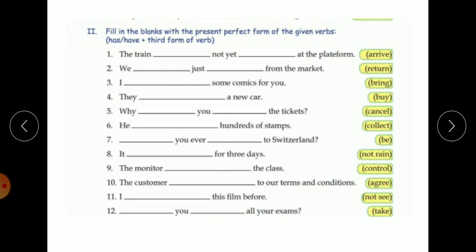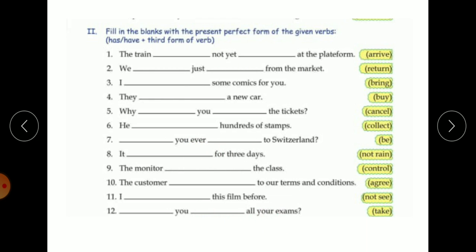Now coming to the second one. Fill in the blanks with the present perfect form of the given verbs. Now the verbs are given in the bracket. So when you are filling present perfect form, it is very clear that you have to change these verbs into the past participle form. Third form of the verb में change करना है और फिर उनको यहाँ पे fill करना है.